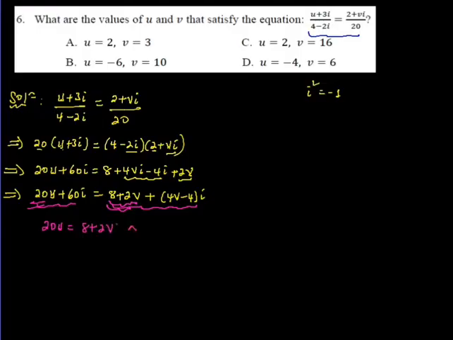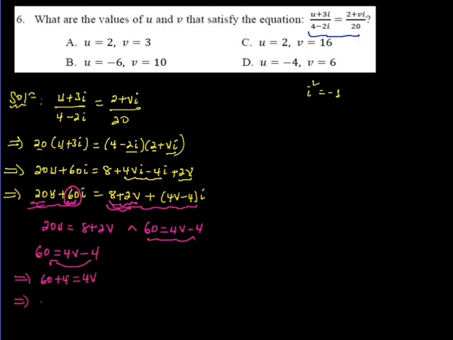At the same time, their imaginary parts must be the same. The imaginary parts are 60 for the left hand side, and 4v minus 4 for the right hand side. So let us solve this. 60 is equal to 4v minus 4, which means you can take this to the left. So 60 plus 4 is equal to 4v. 64 is equal to 4v.